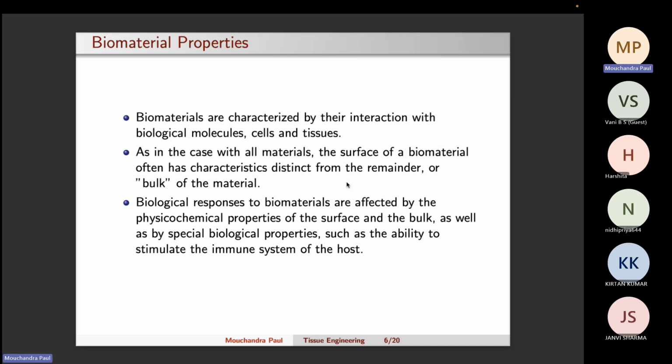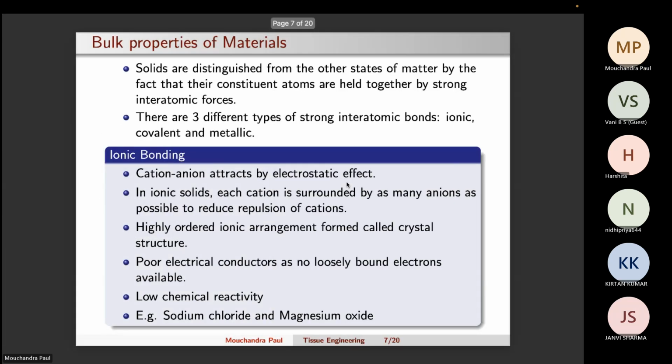If you want to make a prosthetic, you will choose a material which is of very high strength. Whereas if you want to implant something on your heart, then the strength of that material should match your heart muscles. So this kind of characteristics people have to understand before choosing a material for a particular application. First we will look into the bulk properties.